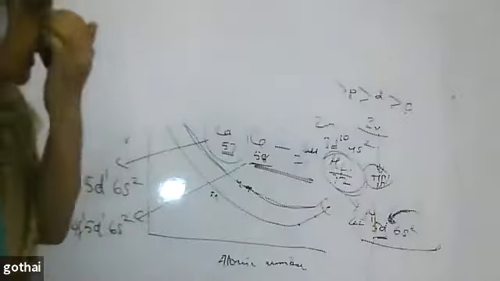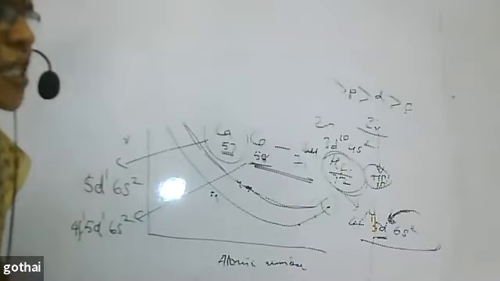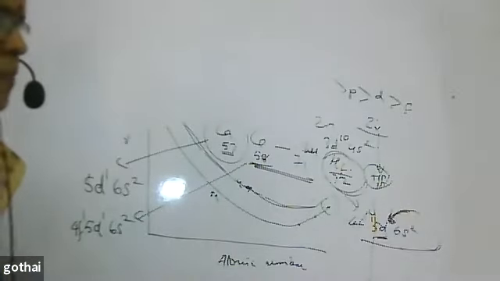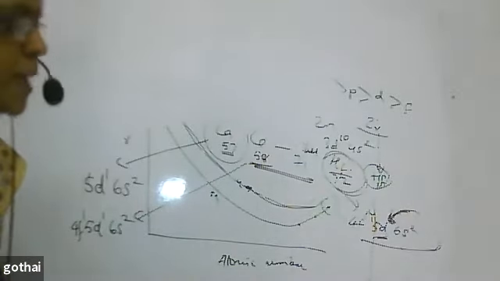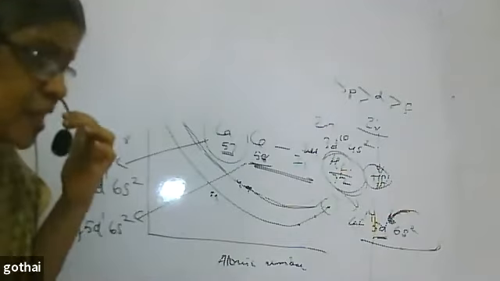Ma'am, could you please repeat that lanthanide contraction definition, ma'am? The regular decrease in the atomic size of lanthanoids with increase in atomic number is called lanthanoid contraction.